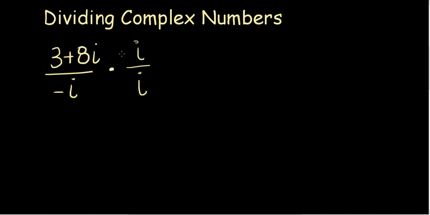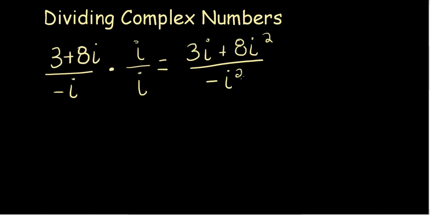So to simplify this, we just multiply by i over i. And then we're going to use the distributive property. So 3 times i is 3i. 8i times i is going to be 8i squared. And then on the denominator, negative i times i is negative i squared. And we know that i squared is negative 1.